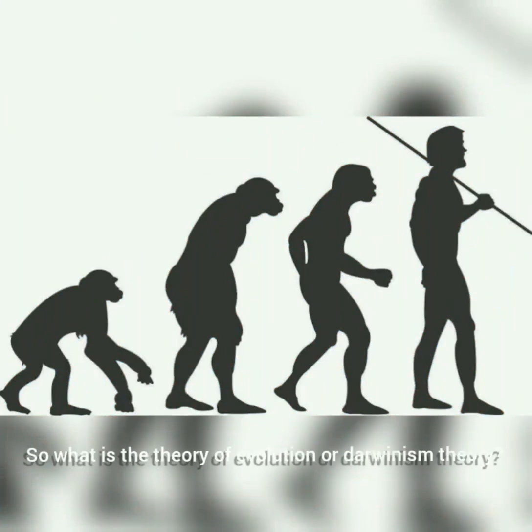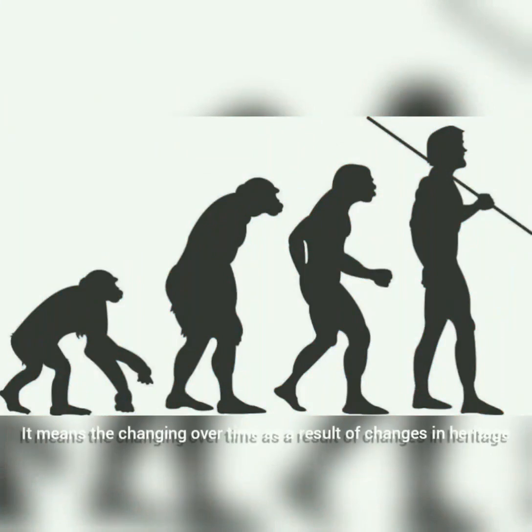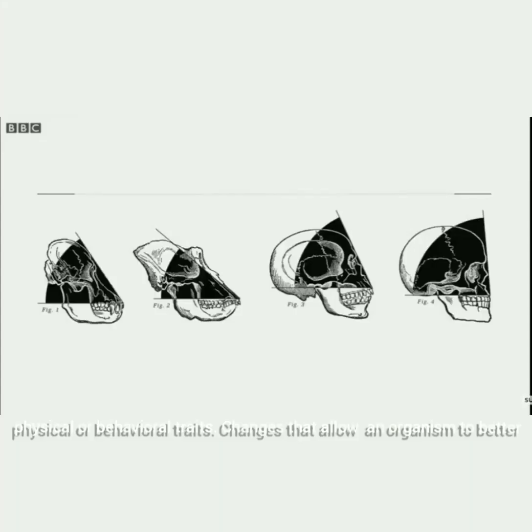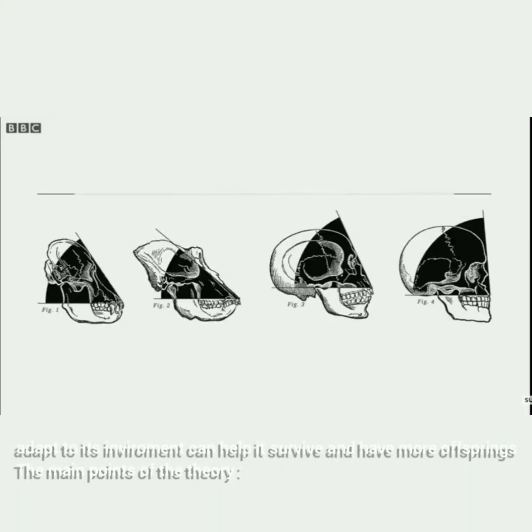So, what is the theory of evolution or Darwinism? It means changing over time as a result of changes in heritable physical or behavioral traits. Changes that allow an organism to better adapt to its environment can help it survive and have more offspring.